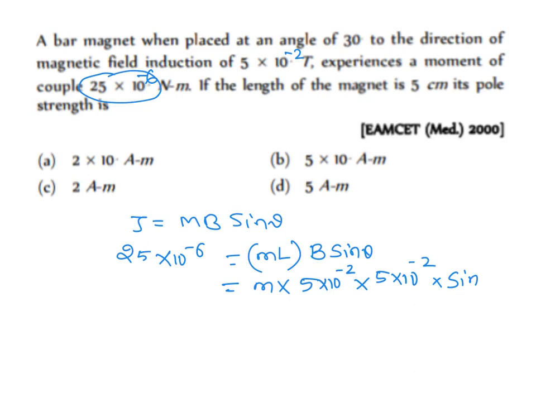Now theta is given to be 30 degree. Let me use it here. So therefore I will get magnetic pole strength M equal to 2 into 10 to the power of minus 2 ampere meter. So option A is the right answer for this question.